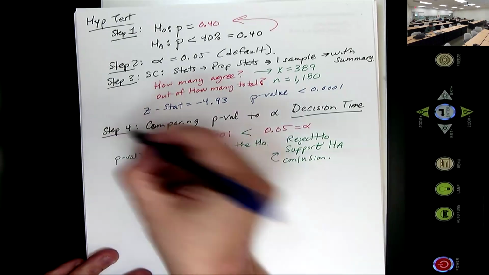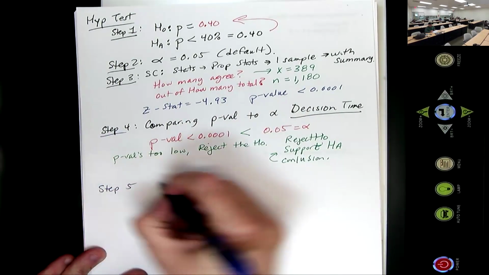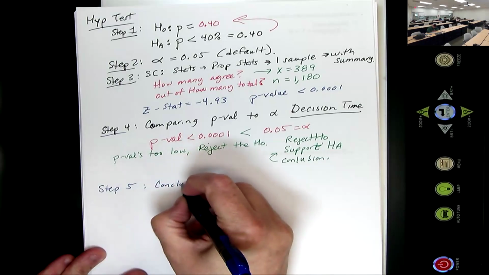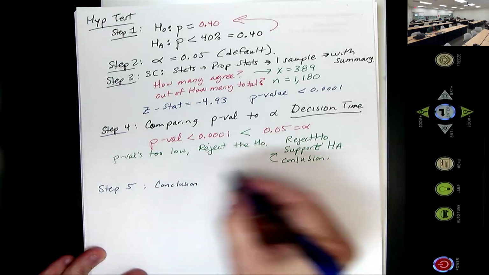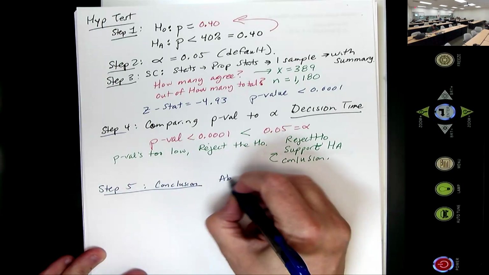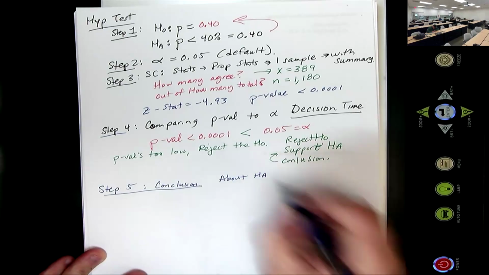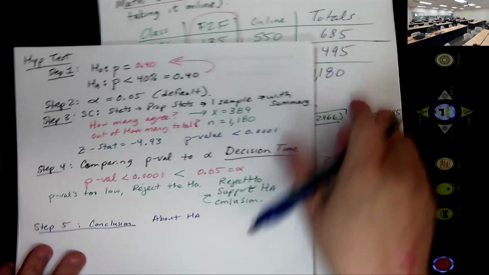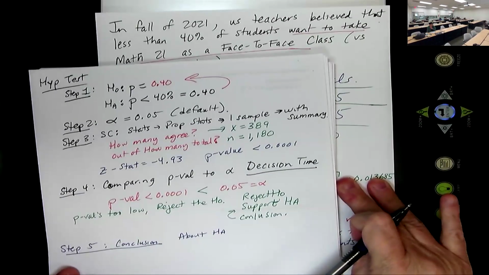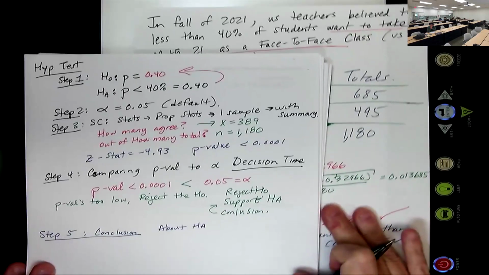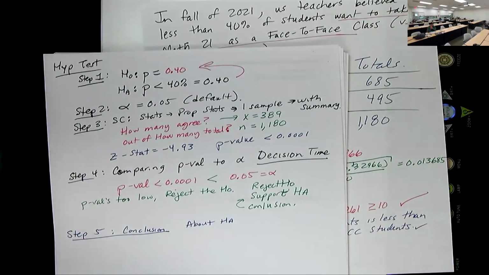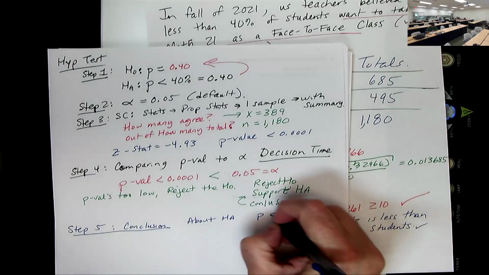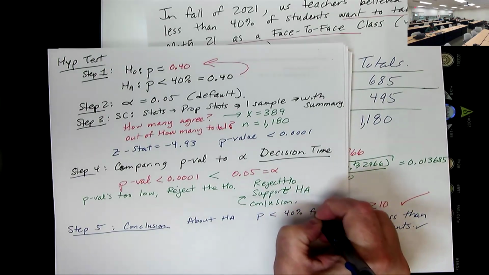All right. So step 5, conclusion. Remember, it's about HA. It helps to go look at what the sentence was for HA. So I'll bring that back up and put it up here. In fall 2020, teachers believed that less than 40% of students wanted to take face-to-face class. That's what HA was about. The percentage was less than 40% for face-to-face.